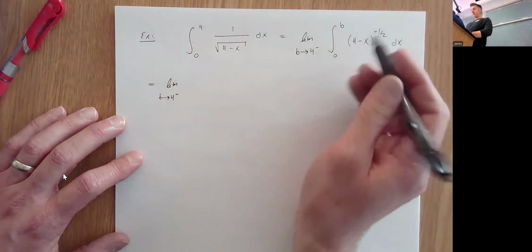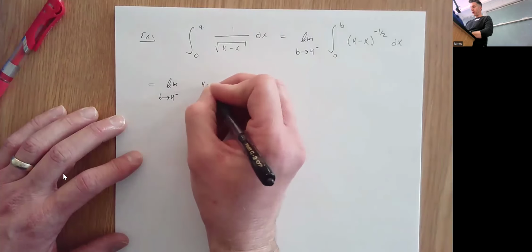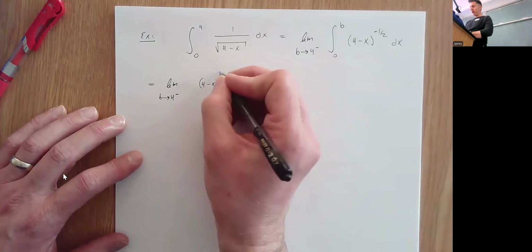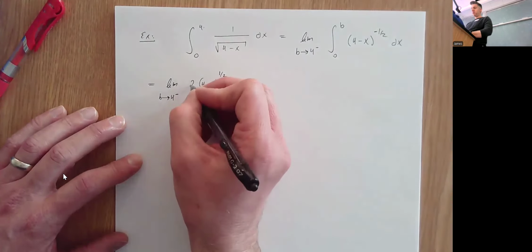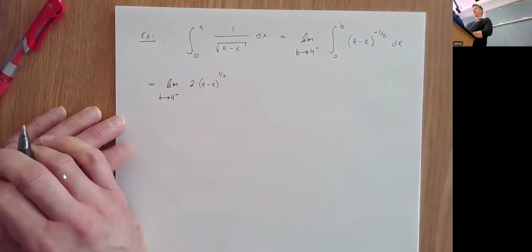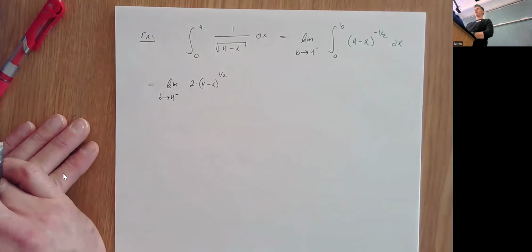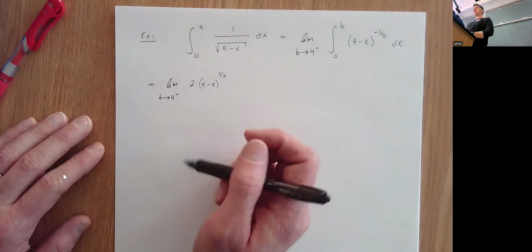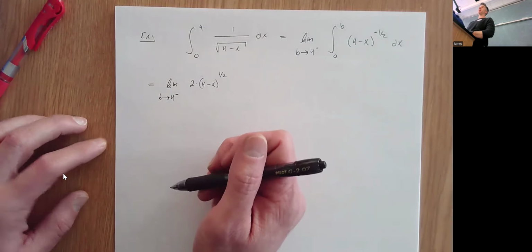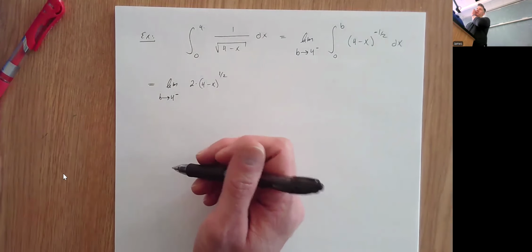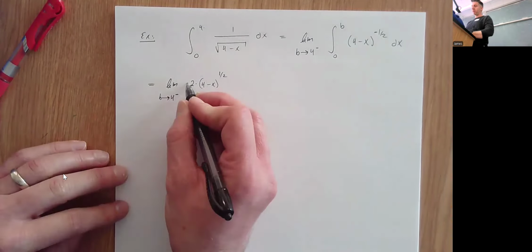Integrating 4 minus x to the negative 1/2, we get 4 minus x to the positive 1/2 divided by 1/2, which is the same as multiplying by 2. And then there's one other little thing I need to take care of. There's a minus sign in front of that x. It means the derivative would make me multiply by negative 1, so my antiderivative has to divide by negative 1, which is the same as multiplying by negative 1, so we're just going to put a negative sign over here.